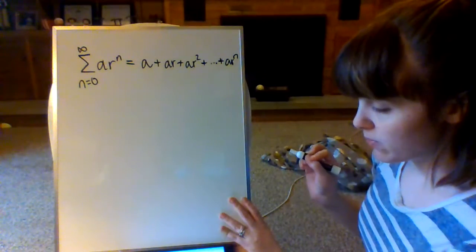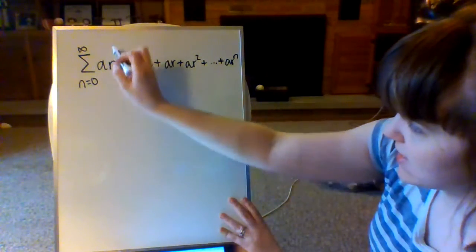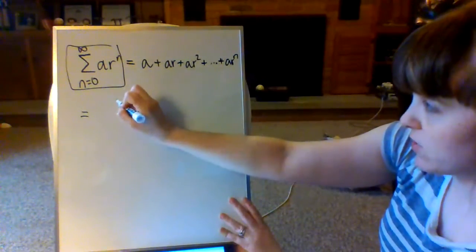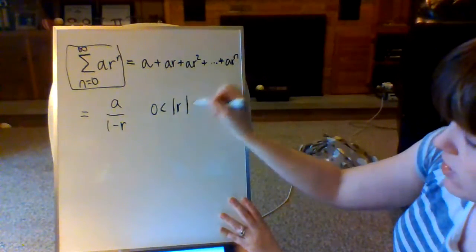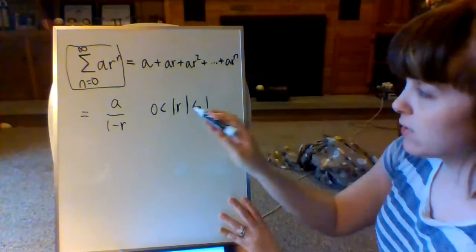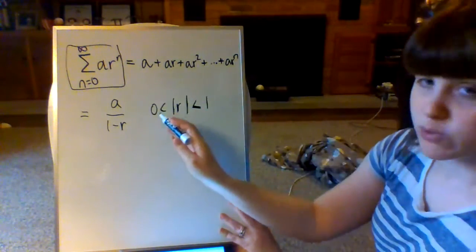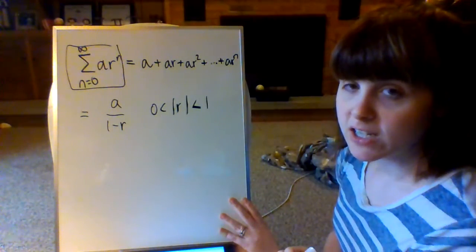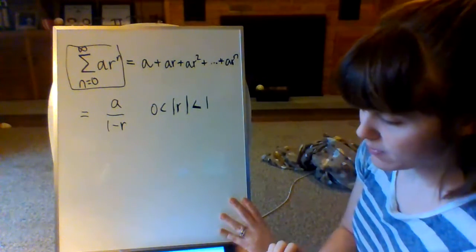Now, theorem 9.6 says convergence of a geometric series. So you have this basic setup here, and then if it's convergent, you'll use this formula, and that only works if the absolute value of your ratio, your r, is between 0 and 1. So if your ratio, which is right here before the exponent of n, is between 0 and 1 when you take its absolute value, then that means the series converges, and you'll use this formula to figure out what it converges to. Okay, so I'm going to show you how.